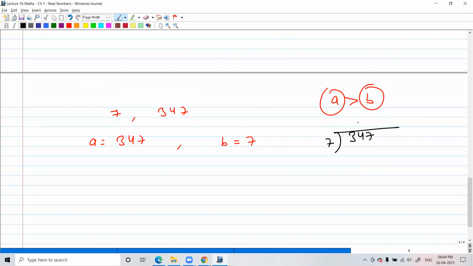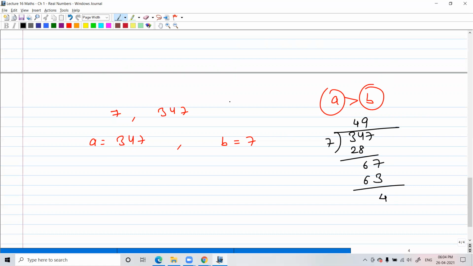How many times? 4 times. Yes, 4, sir. What is remaining? 67. So 63. 49, sir, quotient. 7 9s are 63. So what is the remainder?